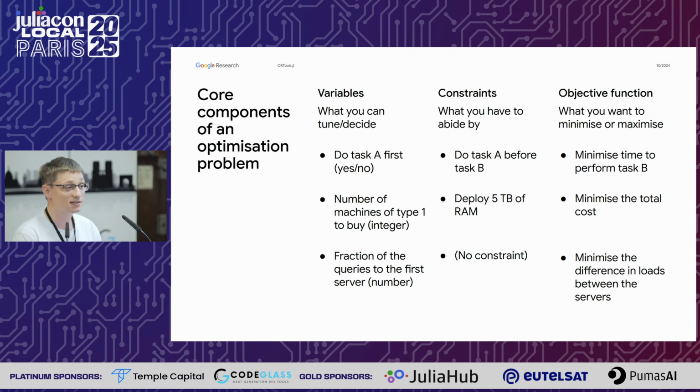It could be also planning. So in that sense, when you have some amount of compute to reach by buying new machines, then your variables are the number of machines that you buy. The constraints is deploying some amount of compute. So say I need 5 terabytes of RAM because I know my application. And your objective is maybe to minimize the total cost of serving this demand.